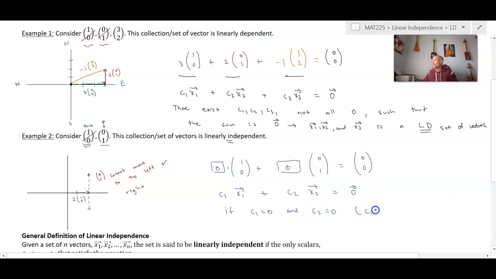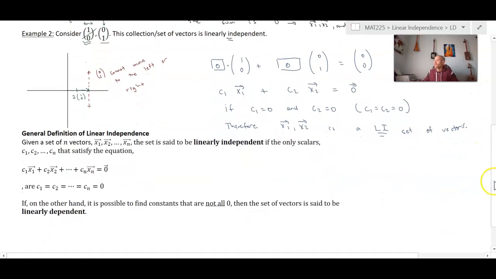Sometimes you'll see that written as c1 equals c2 equals 0. That is just a more efficient way to write it out, so that you don't have to write 0 twice. You save a little bit of a step there. And therefore, x1, x2 is a linearly independent set of vectors. So in a nutshell, that's what linear independence means. It has some far-reaching implications, but for now we're just trying to understand what this idea is.